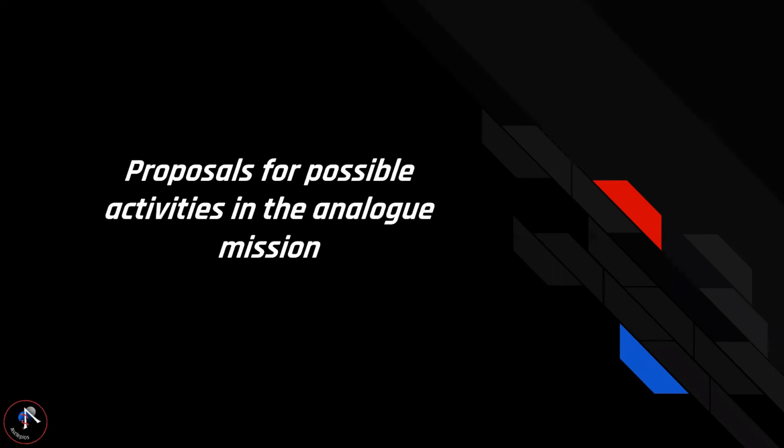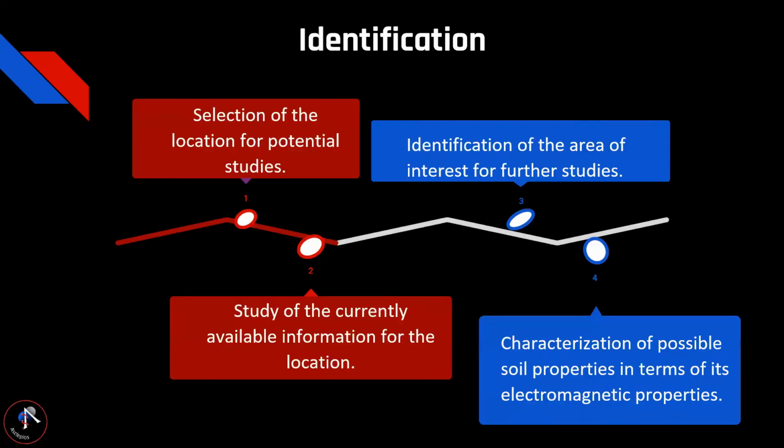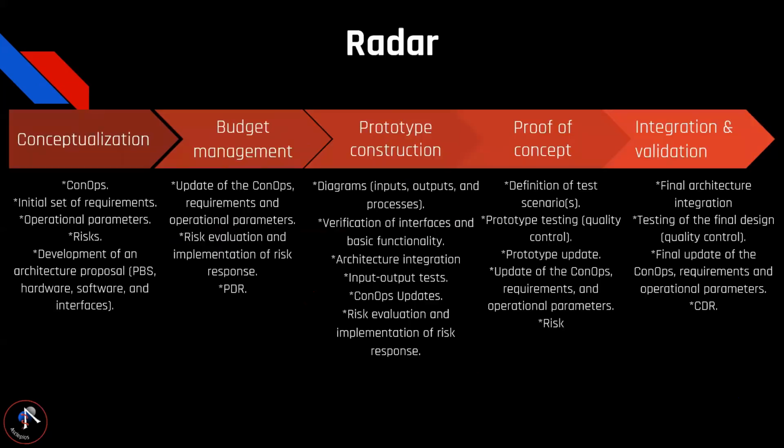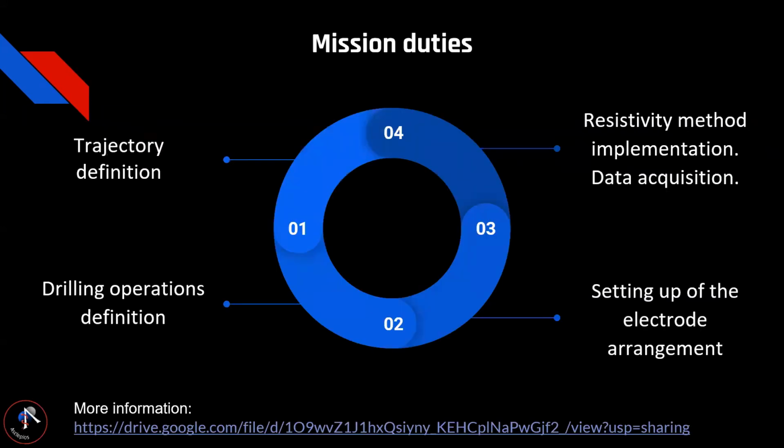Now, we'll do a quick overview of the proposed activities necessary to implement the project into the Asclepios mission. For example, we're currently showing the 4 main tasks for the first phase of the project, the identification of the study area. The next phases are divided into 2, technology development and mission duties. Here we are showing the proposed timeline for the development of the radar module from conceptualization to prototype and final integration. These are the 4 main duties of the radar that will be performed on the mission. If you want to take a deeper look into the proposed plan, you can click on the link below that we will share later.